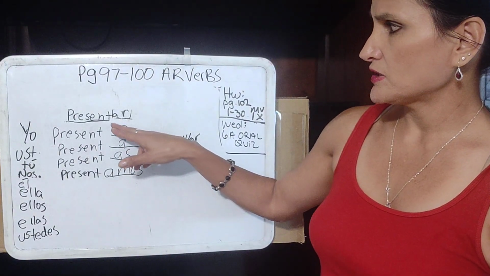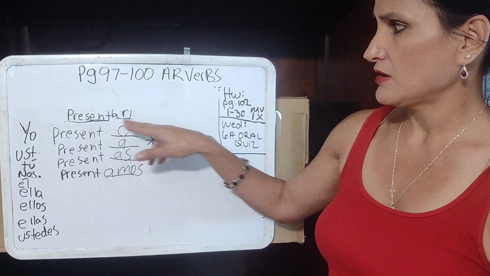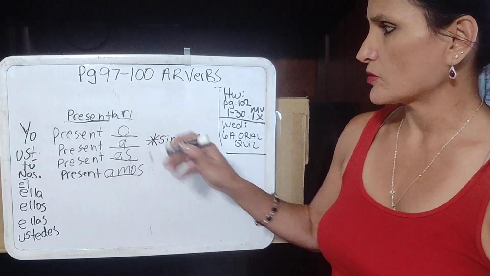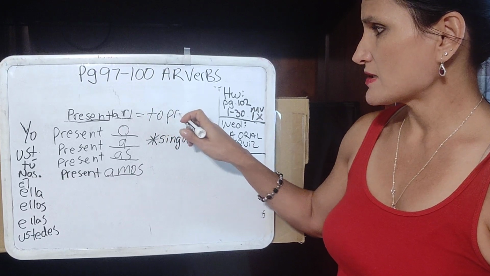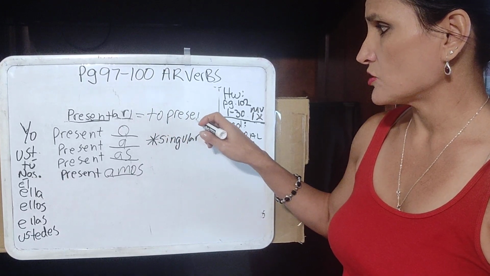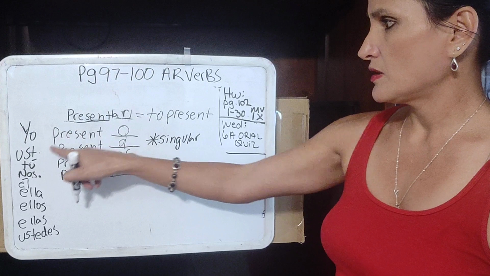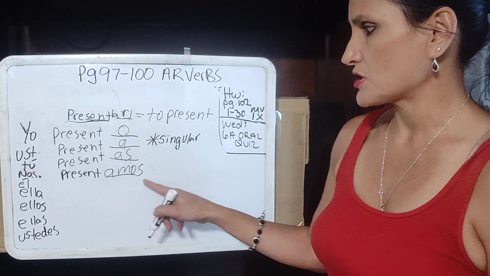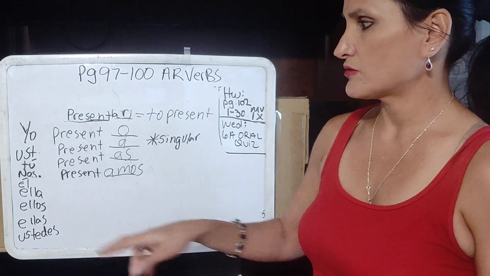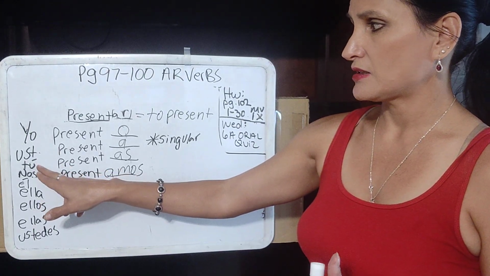Let's see. So we briefly talked about what an infinitive is. It's any verb that ends in the to form of the word. So this is to present. Then we discussed the personal endings for yo, which is o, usted, which is a, tú, which is as, and nosotros, which is amos.